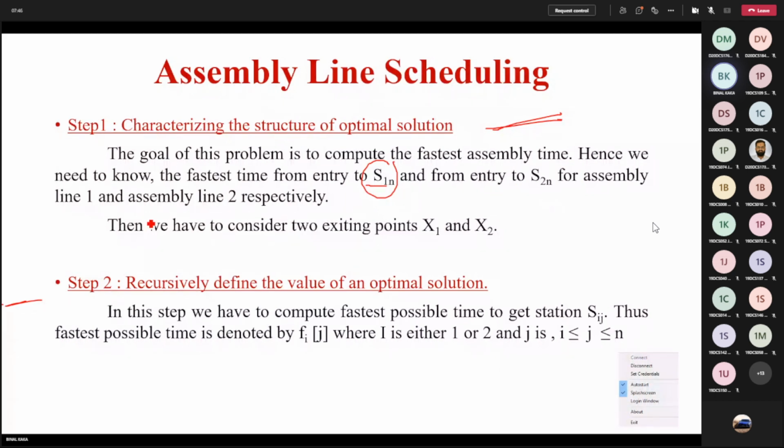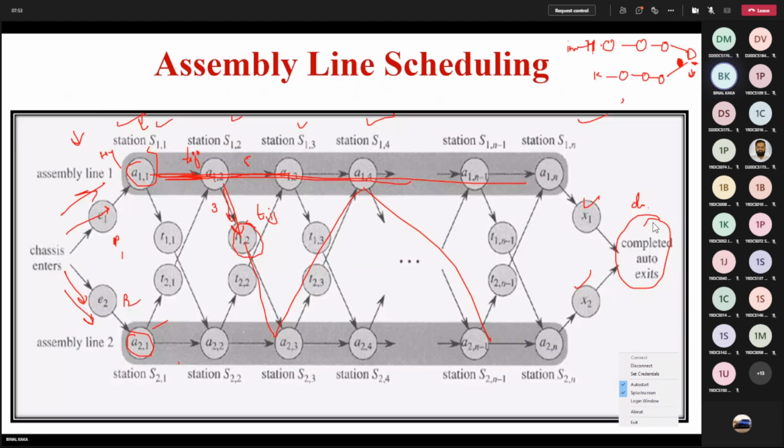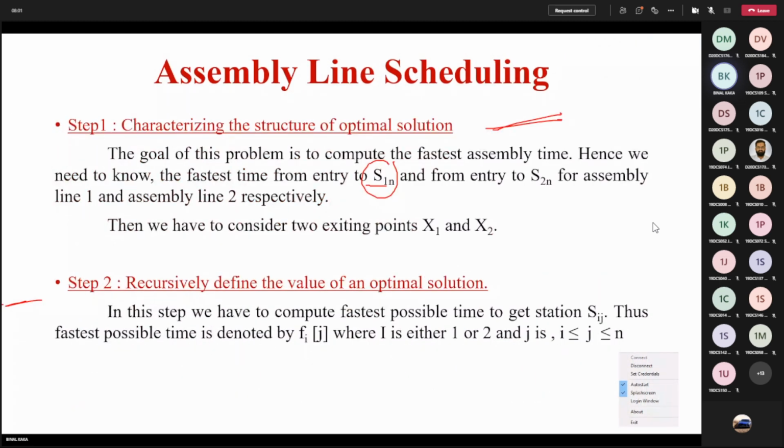Entry S2n for assembly line 1 and assembly line 2 respectively. So basically this is a directed graph including the weight. Here the weight is also given, and the direction, from one location to where you have to go to reach your destination. So it is a directed weighted graph. And then we have to consider the exit point. We have two exit points, x1 and x2.